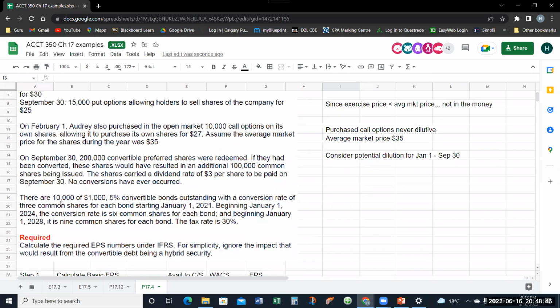And lastly, there are 10,000 5% convertible bonds outstanding with a conversion rate of 3 common shares for each bond starting Jan 1st, 2021. Beginning Jan 1st, 2024, the conversion rate is 6 common shares per bond. And beginning Jan 1st, 2028, it is 9 common shares for each bond. So this is an example of where the conversion ratio changes, right? You can have 3 common shares for each bond now, goes up to 6 common shares for each bond later, goes even higher to 9 common shares per bond.